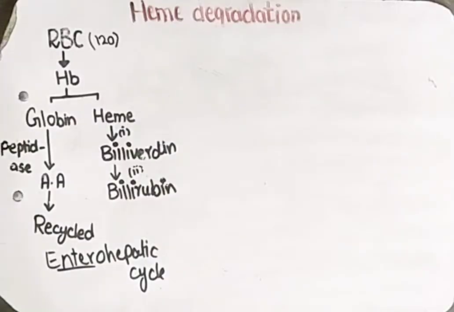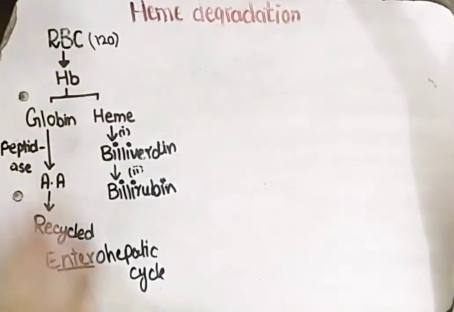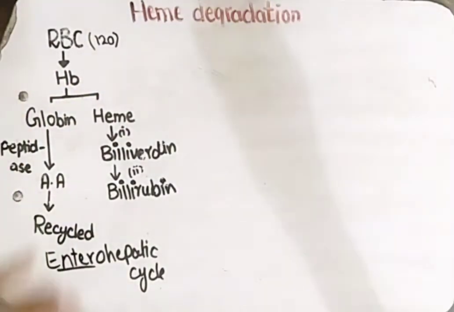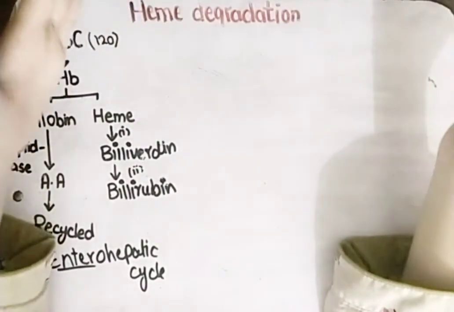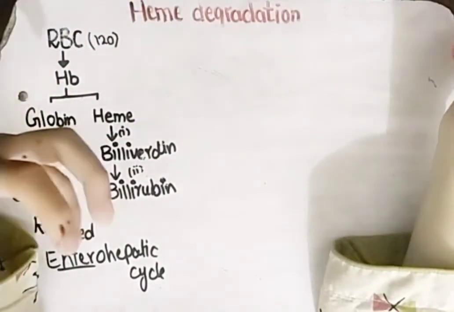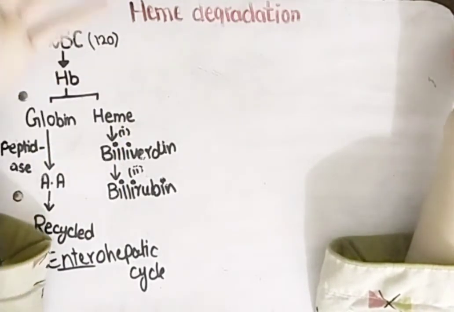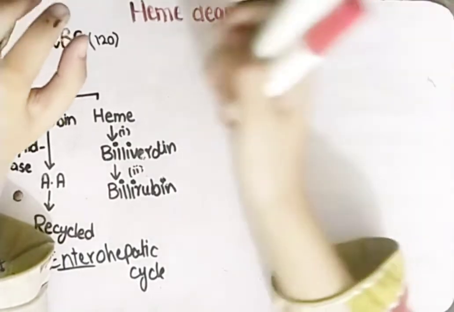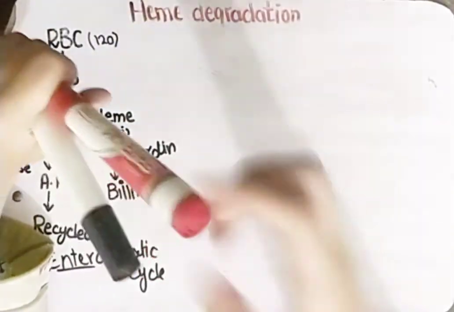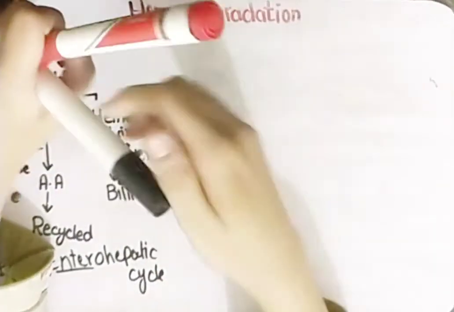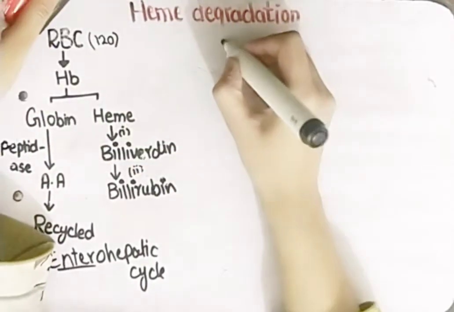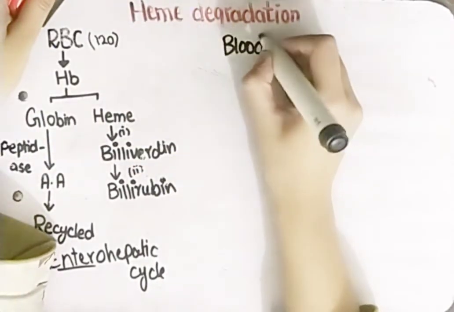The last interesting thing I want to tell you about heme degradation is related to bruises. You see that whenever bruises are formed, their color changes from time to time. Firstly, they are red, then they become purplish, then they become yellowish. So what is the reason behind that? Basically, bruises are formed when there is blood leakage into your skin.